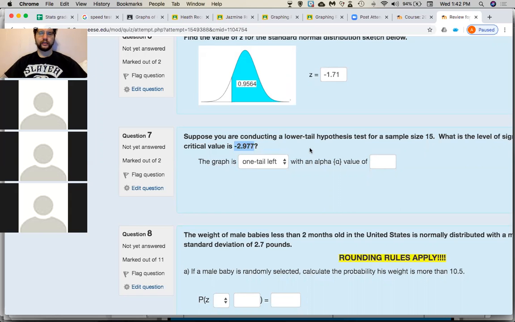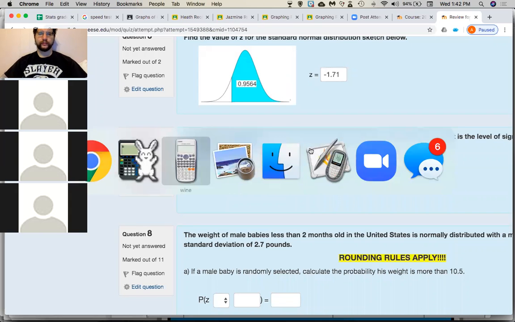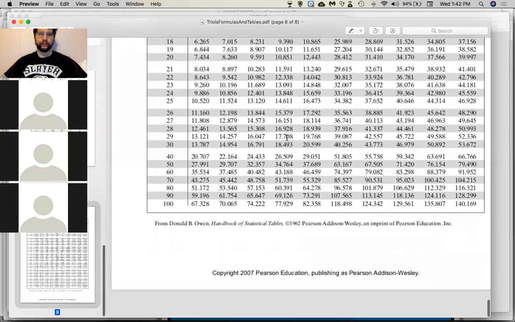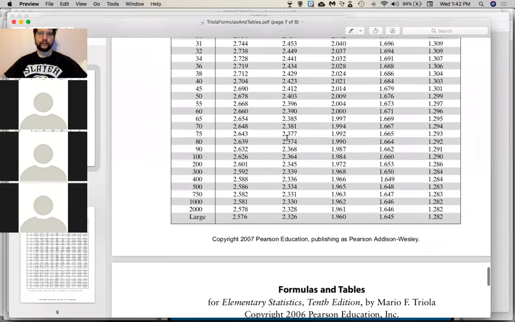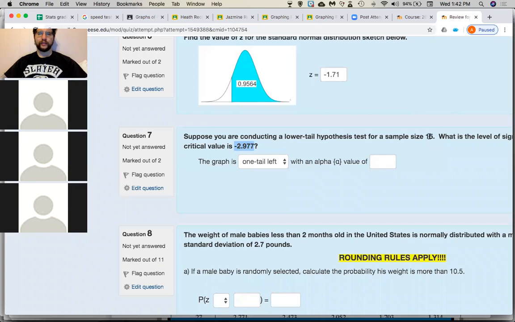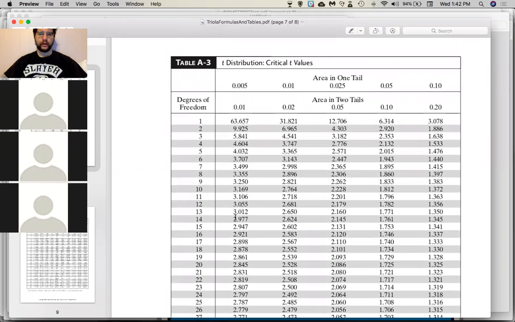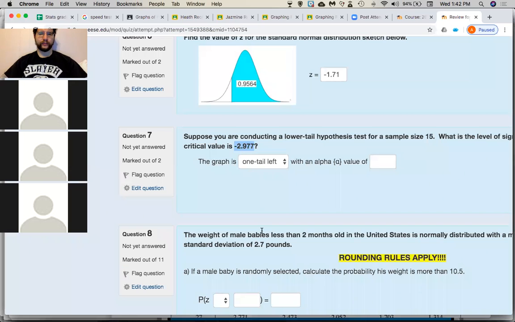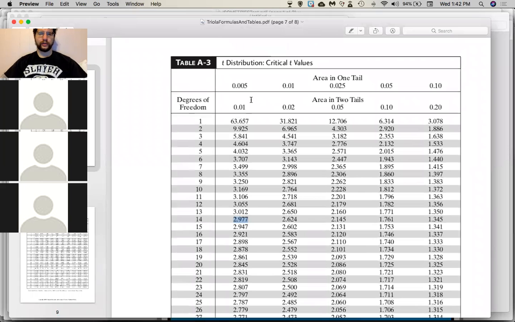So we're going to look on the T distribution for this one. Now, N was 15, so that means we have 14 degrees of freedom. Oh, hey, look, there's the number exactly right there, 2.977. It's a one tail because it's a lower tail. So I'm going to scroll up here. Area one tail, 0.005.